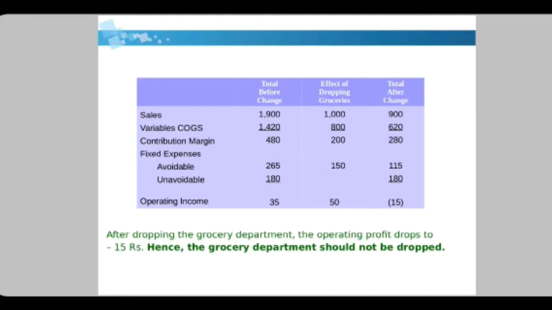Means if we drop the groceries department, you are overall going into a loss. Your overall company is at a loss of rupees 15. So after dropping the grocery department, the operating profit drops to minus 15 rupees. Hence the grocery department should not be dropped. So this is the decision we are going to make on the basis of the given relevant information.